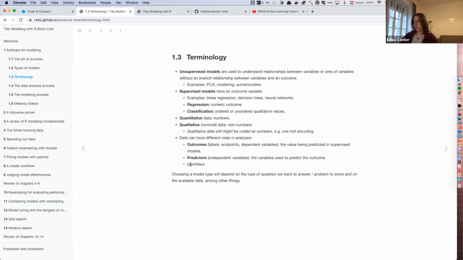And also there can be maybe a unique identifier or something that does not make sense from the modeling perspective, but is still important for the data to be able to connect to another data set or something like that.